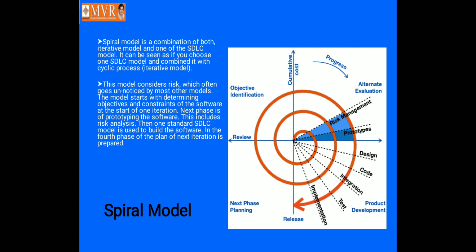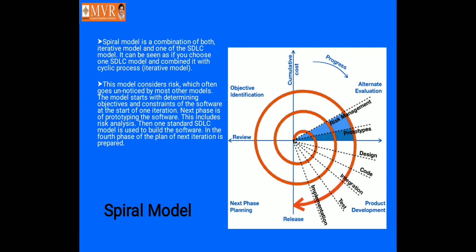Next one is spiral model. Spiral model is a combination of both iterative model and one of the SDLC models. It can be seen as if you choose one SDLC model and combine it with a cyclic process. This model considers risk, which often goes unnoticed by most other models.